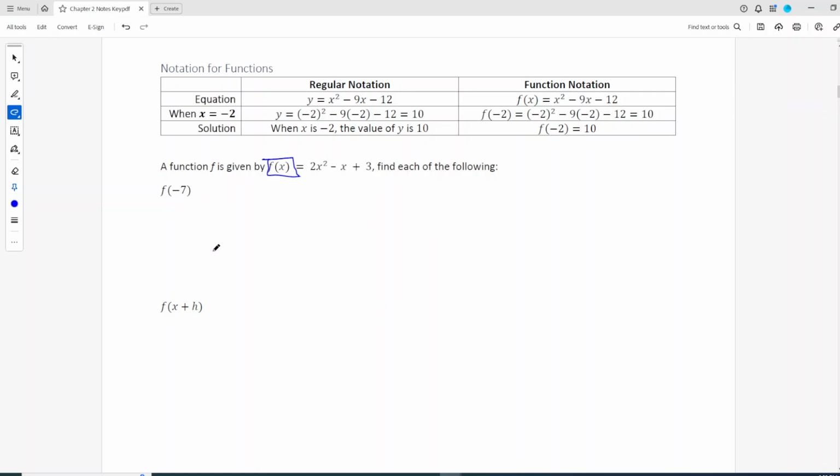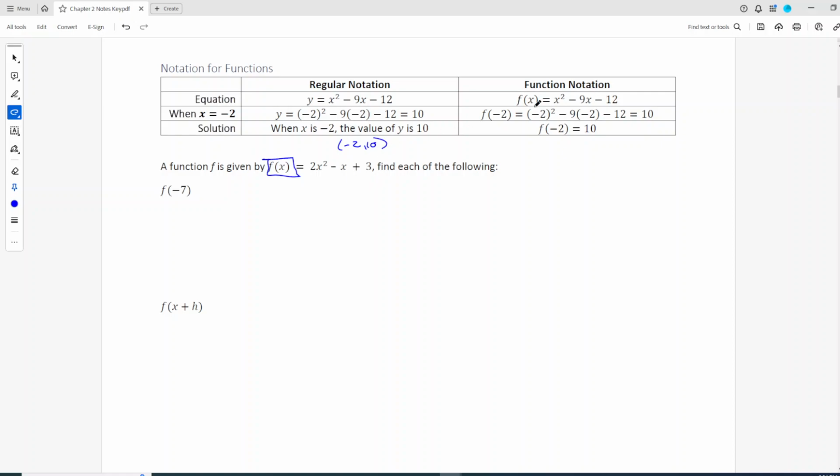Plug in x is negative 7. Plug in x is x plus h. Okay, so let me just explain that further. Regular notation is something like y equals x squared minus 9x minus 12. For me to ask you to put in an x value of negative 2, I'd have to say, find the value of y when x is negative 2. And we'd plug in negative 2 and we'd solve for y and we'd say, when x is negative 2, the value of y is 10. Or we could give an ordered pair, right? Negative 2, 10.